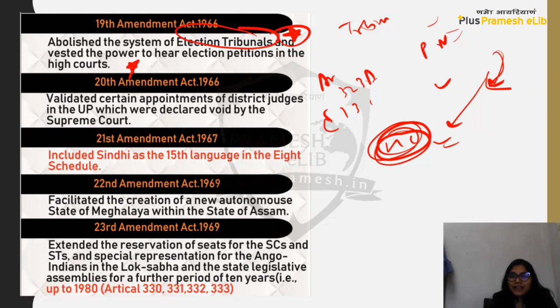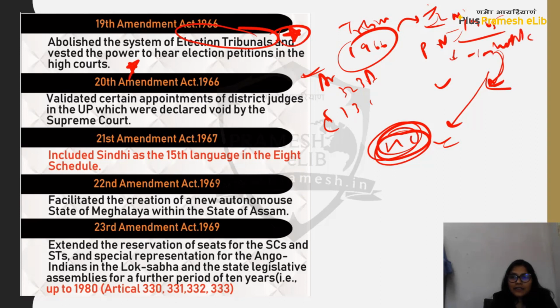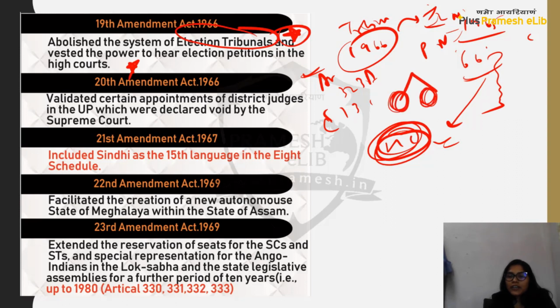It validated certain appointments of district judges in UP which were declared void by the Supreme Court. So you know that after 1966, especially after Jawaharlal Nehru's death, and then there was the Indo-Pakistan war in 1965, and then after that there was a Tashkent agreement which was signed by Lal Bahadur Shastri also. And after Lal Bahadur Shastri's death, you will find that there was political turmoil, or political instability. And after this, you will find that there has been a constant struggle between the Supreme Court and the Parliament. Both are trying to get more power, or both are trying to restrict each other's power.